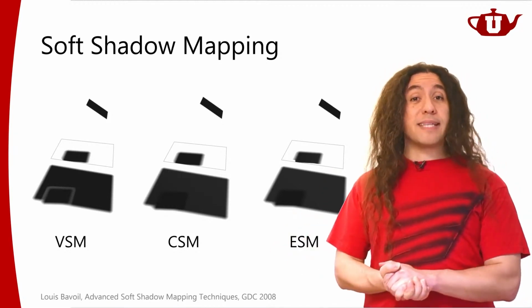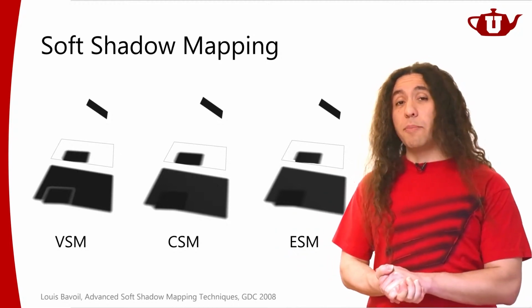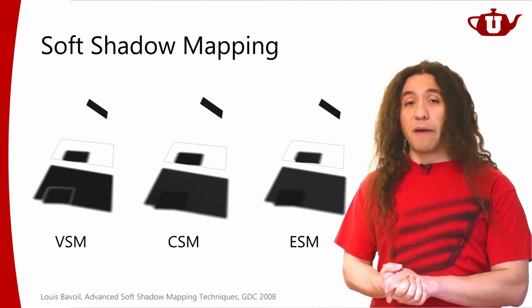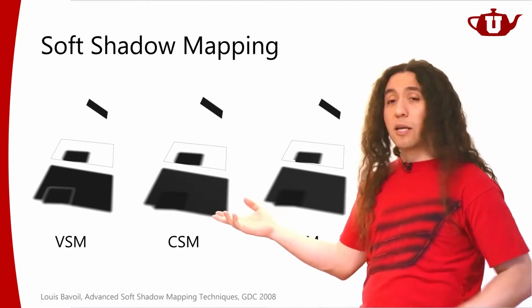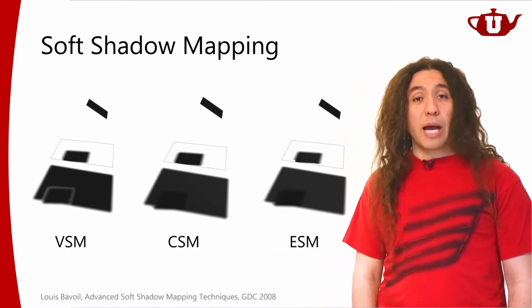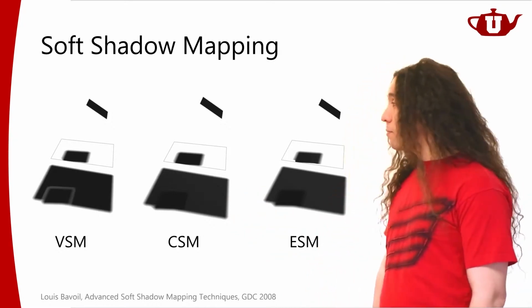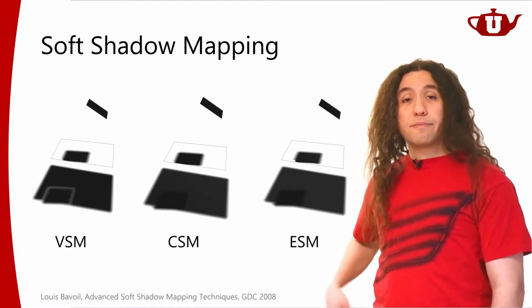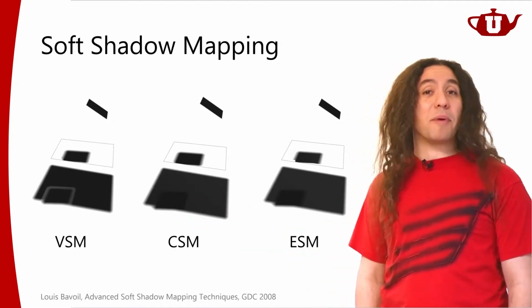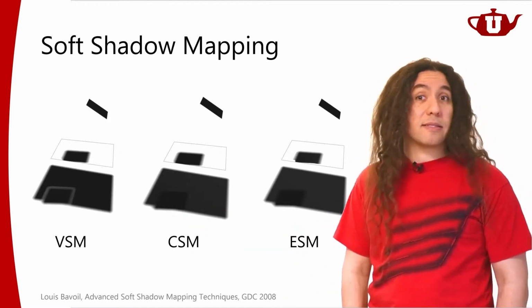What method to use really depends on what kind of scene you're rendering, what kind of artifacts you can get away with, and what kind of errors are going to be important for your application. Right? But I want you to know that different variants of this sort of idea, soft shadow mapping, as I call them, exist.